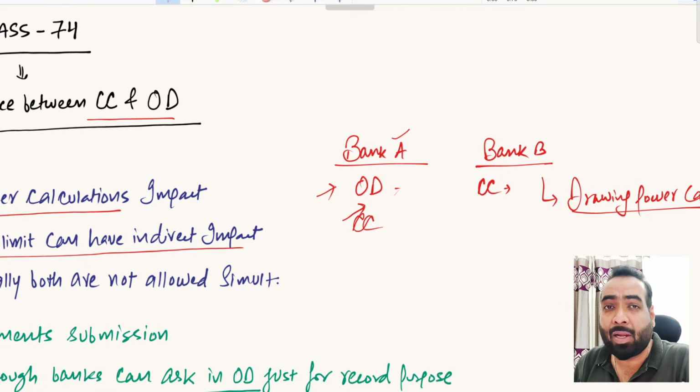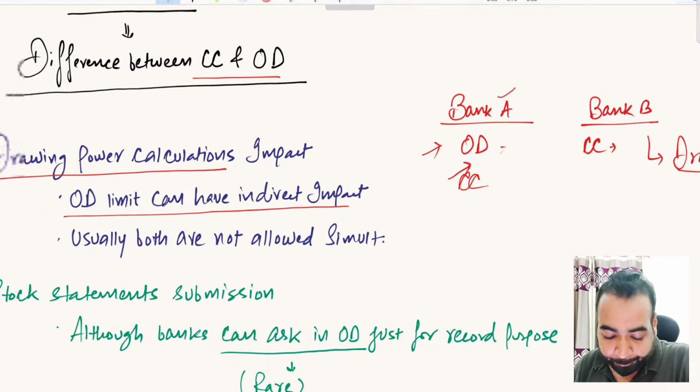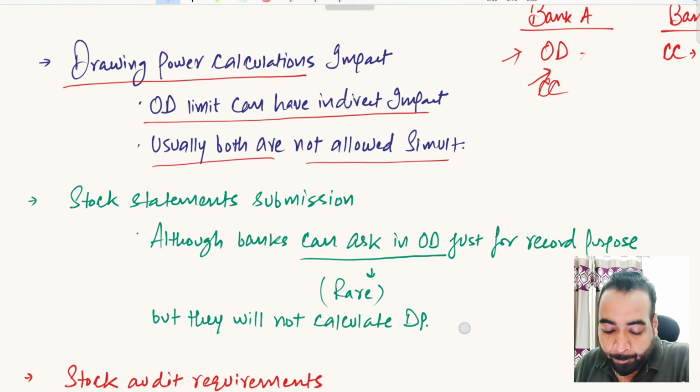Normally, one single bank doesn't give both of these two limits simultaneously because there is no such separate purpose that this serves to the client, right? So they give either OD or CC. Usually both of these limits are not allowed simultaneously.